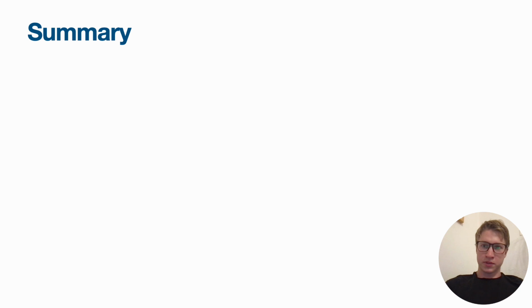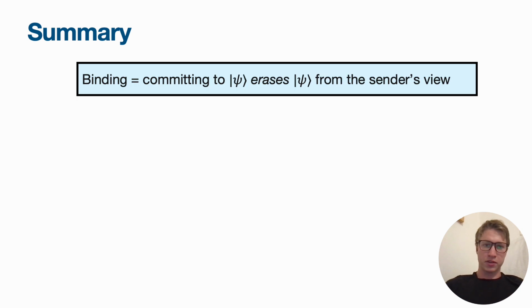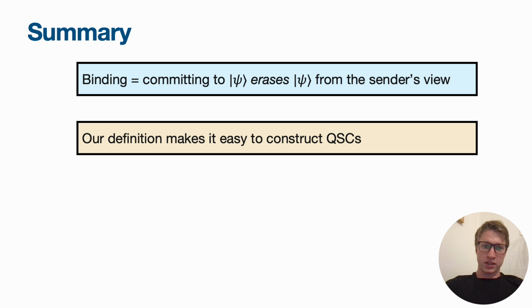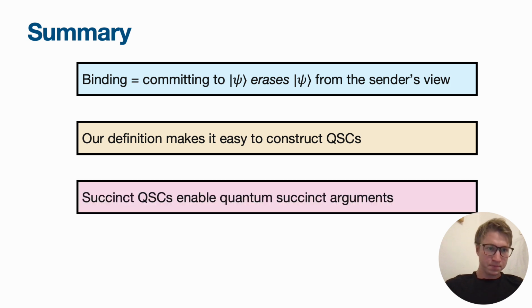So in summary, we've seen a simple definition of binding, which is that committing to a state psi is erasing psi from the sender's point of view. We've seen that our definition makes it easy to build new constructions of QSCs, and it also formalizes the old folklore construction for a hiding and binding QSC. And finally, we've seen that succinct QSCs enable quantum succinct arguments.